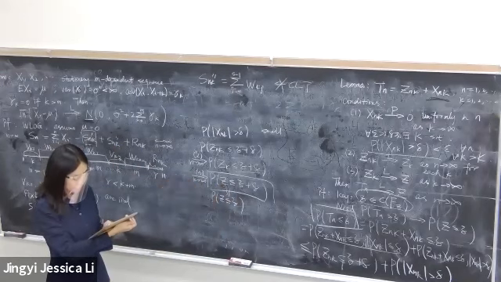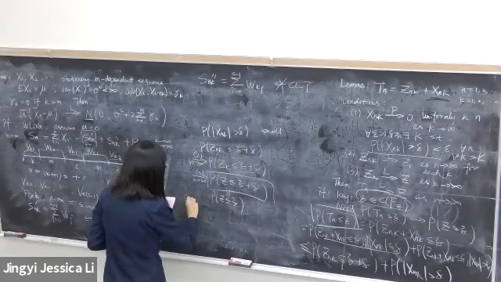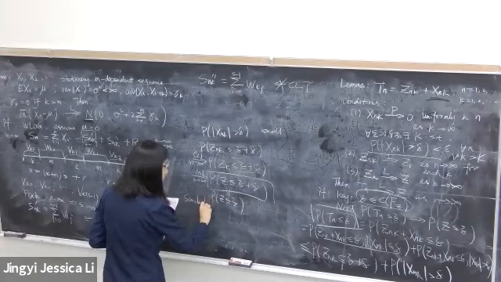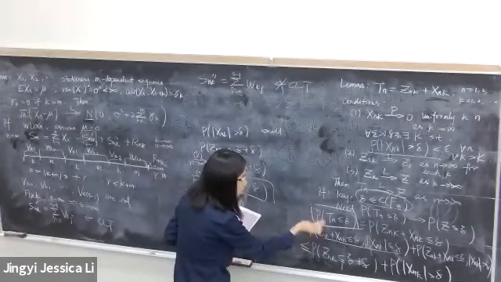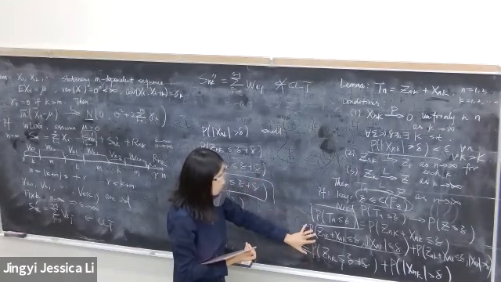And for the lower bound, we can similarly show that, still by this type of inequality, okay? But for the lower bound, you see, I need to switch things a little bit.